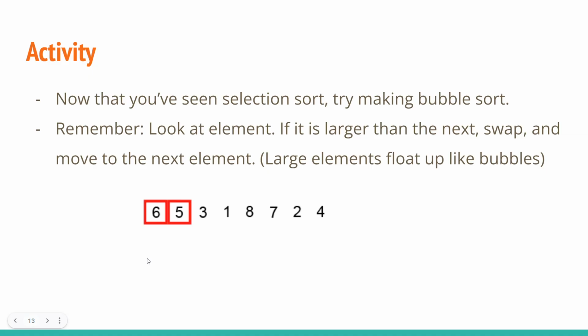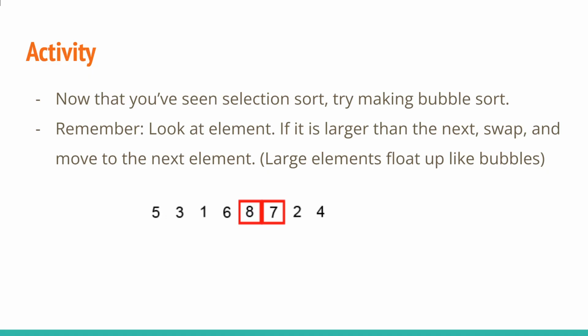So now that you've seen selection sort, you've seen what it does and how it works. You don't have to 100% understand how it works, as long as you have kind of a general idea of what it's doing. Now we're going to try making bubble sort. And as a reminder, you're going to be looking at an element, and if it's larger than the next one, you're going to swap it. If it's smaller, you're just going to leave it and move on to the next element. And eventually, if you do this enough times by moving through the list, you will have a fully sorted list.